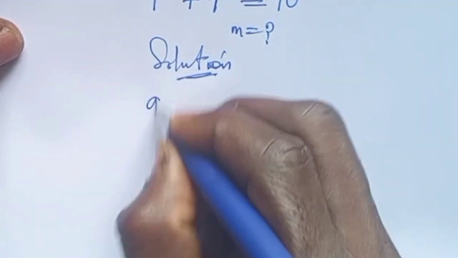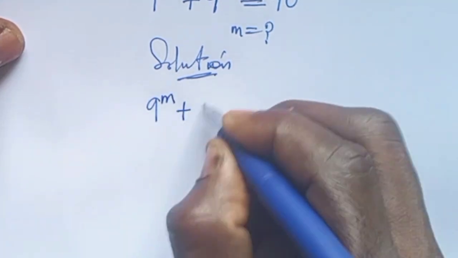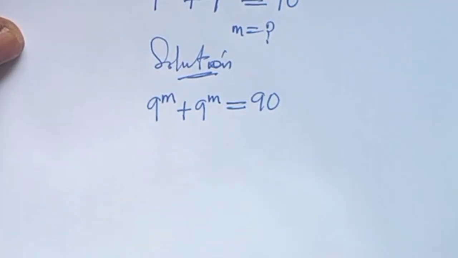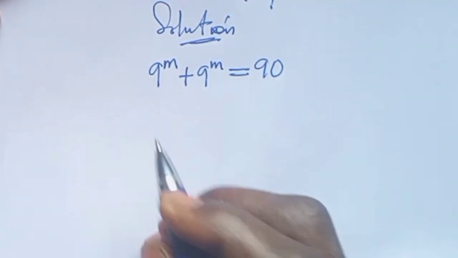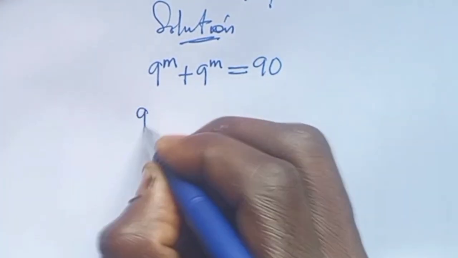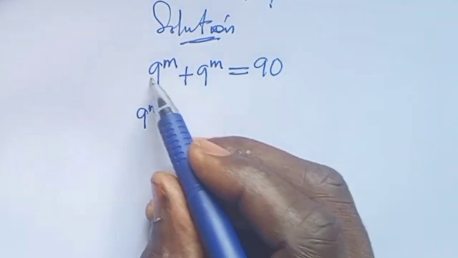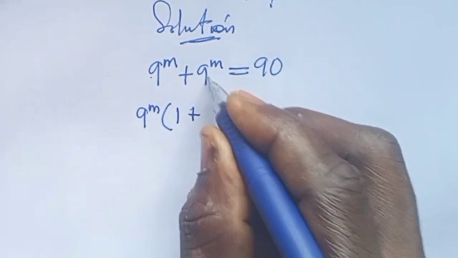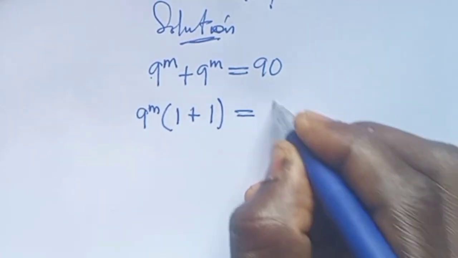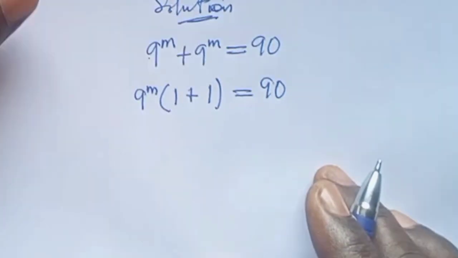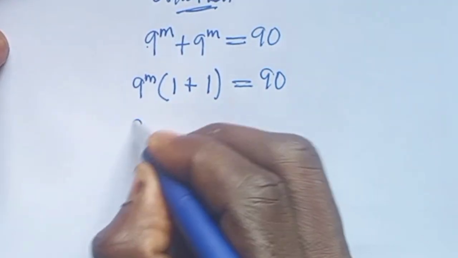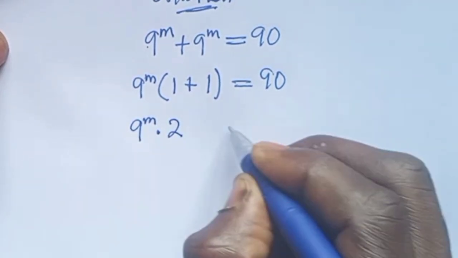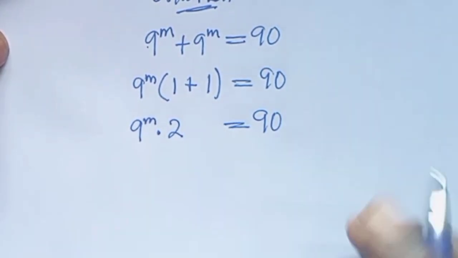Our equation is 9 to the power of m plus 9 to the power of m equals to 90. And what is common here is 9 to the power of m. If we factor out 9 to the power of m, 9 to the power of m divided by 9 to the power of m will be 1, plus here also is 1. This all equals to 90. And if we do this very well, 9 to the power of m will be times 1 plus 1, which is 2. Everything equals to 90.